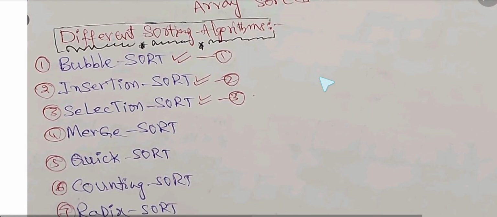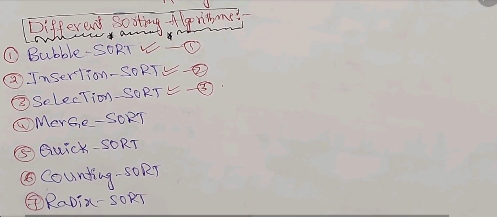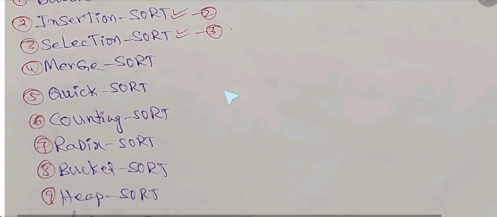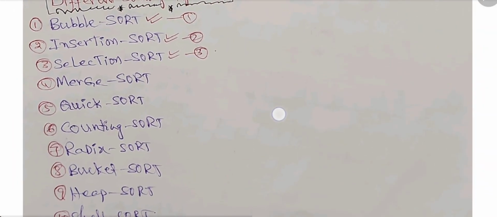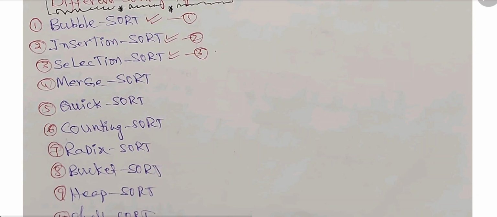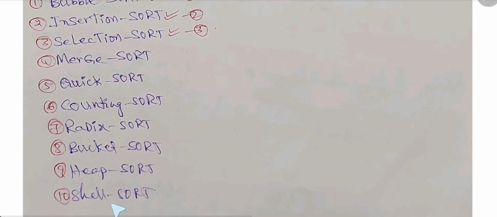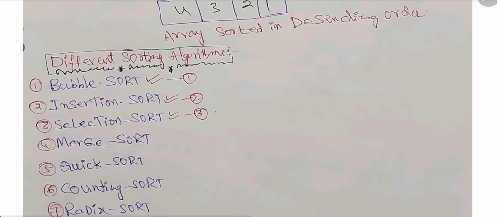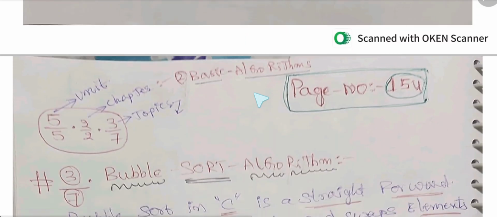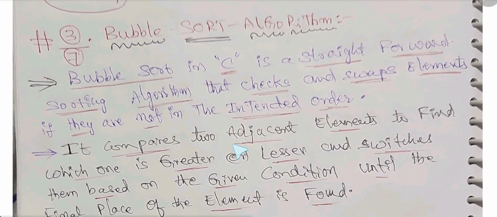Different sorting algorithm techniques are bubble sort, insertion sort, selection sort, merge sort, quick sort, count sort, and so many sorting techniques we have. Radix sort, bucket sort, heap sort, shell sort. Out of these, in our syllabus three are given: bubble sort, insertion sort, selection sort. Now we go with the bubble sorting algorithm and technique.